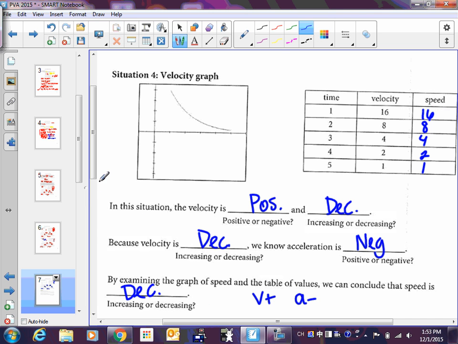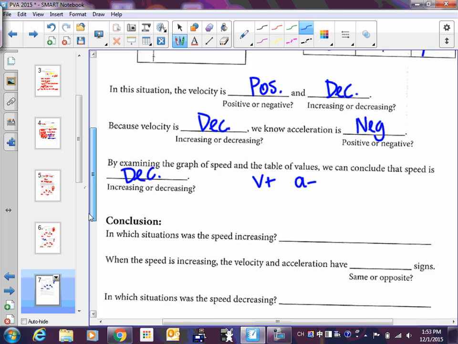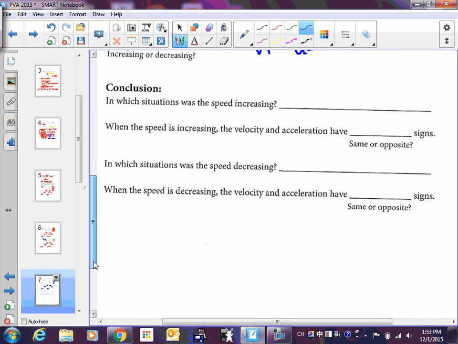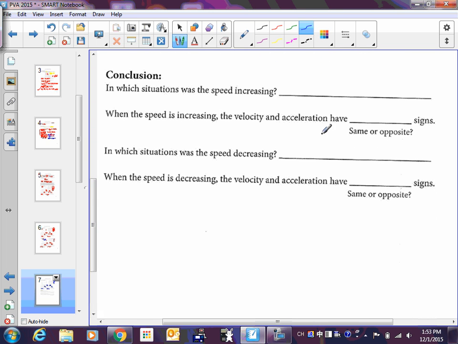These numbers are decreasing. So the thing is, have you picked up on the rule? Some of you have a little bit. Let's just tighten that up. So in which situations was the speed increasing? 1 and 2. 1 was where both positive, 2 both negative. Okay, so they had the same signs. Velocity and acceleration had the same signs. Another phrase we could use for speed is increasing, we could say speeding up.